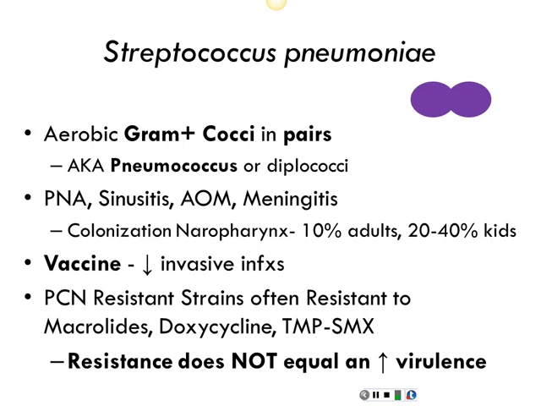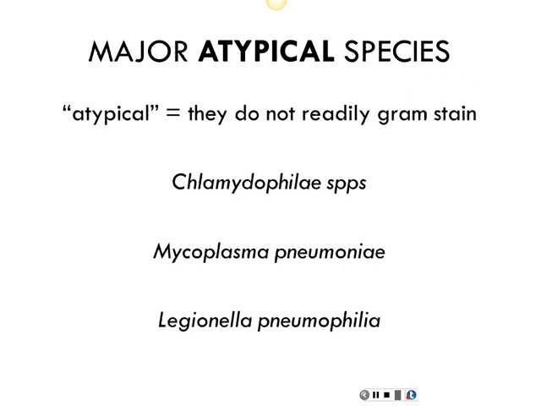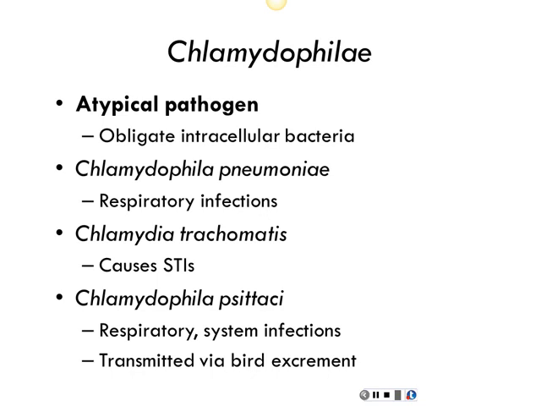Much more common in kids versus adults. Onto our atypicals. They do not gram-stain. They don't have the cell wall, so we can't gram-stain them. Chlamydiae species, Mycoplasma pneumoniae, and Legionella pneumophila are our primary pathogens that we're worried about. The pneumoniae component is the strain that we see most commonly. I think there's over 40 strains of Chlamydophila, but these are the ones that we see most commonly.